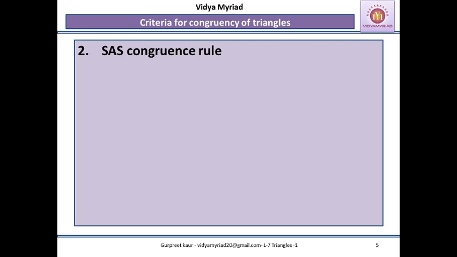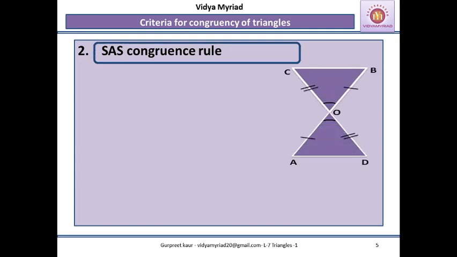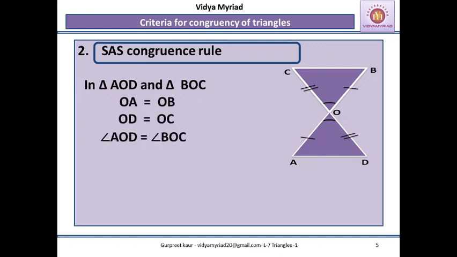Next rule is SAS congruence rule, that means side, angle, side. Let's see the diagram. If you see, there are 2 sides and in between there is one angle. In triangle AOD and triangle BOC, we can say that OA is equal to OB, OD is equal to OC and angle AOD is equal to angle BOC. Now suppose this angle is not given to you, we should know that these are vertically opposite angles and vertically opposite angles are always equal. So by SAS criteria, the triangles are congruent.